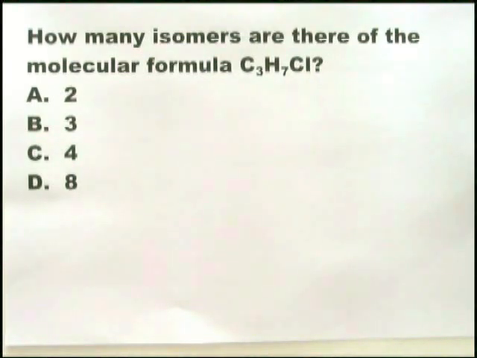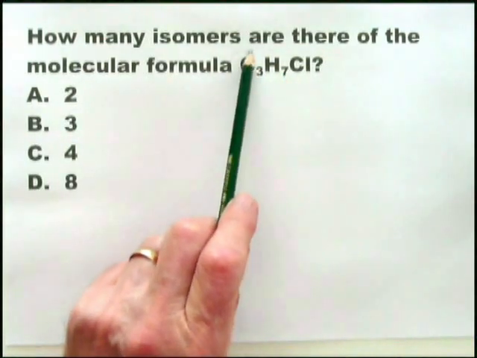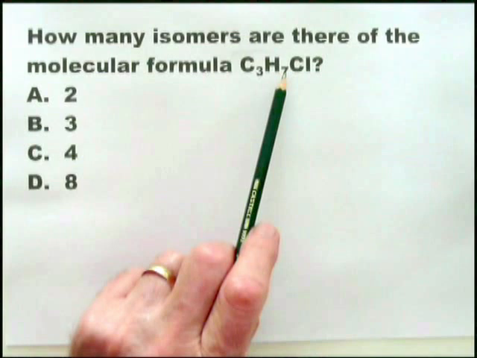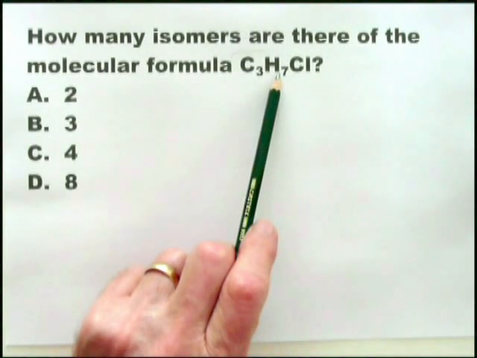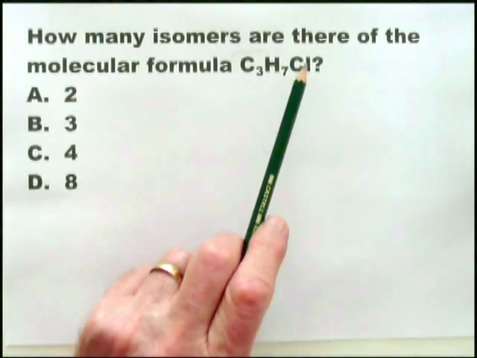This is another question where you need to know the meaning of isomer, and you need to know how many possible isomers there could be with C3H7Cl. As soon as you see C3H7Cl, you know that this is saturated. This C3 is saturated because it derives directly from the alkane, C3H8, which is a saturated molecule. And all that has happened is that one of the hydrogens has been replaced by a chlorine.